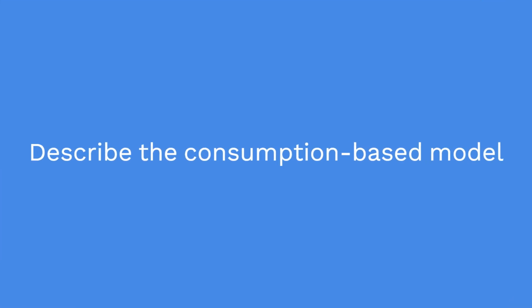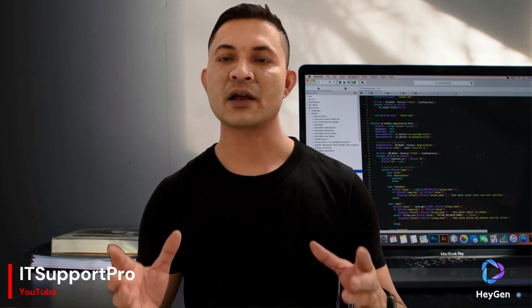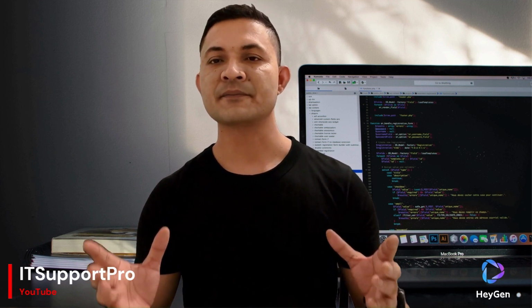Describe the consumption-based model. When comparing IT infrastructure models, there are two types of expenses to consider: capital expenditure, CapEx, and operational expenditure, OpEx. CapEx is typically a one-time, upfront expenditure to purchase or secure tangible resources. A new building, repaving the parking lot, building a data center, or buying a company vehicle are examples of CapEx.